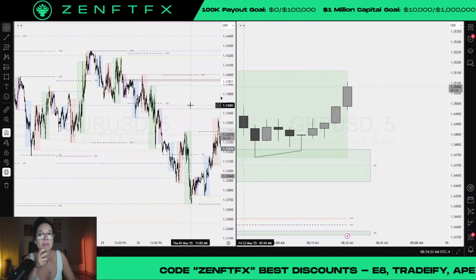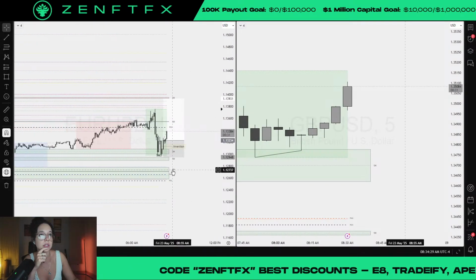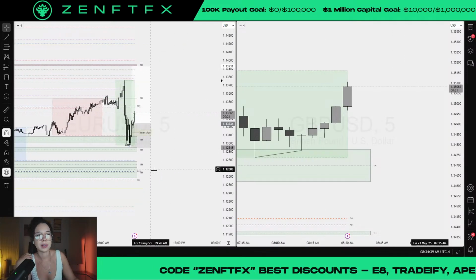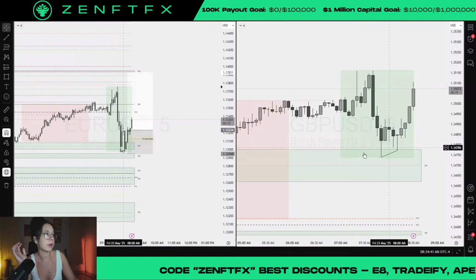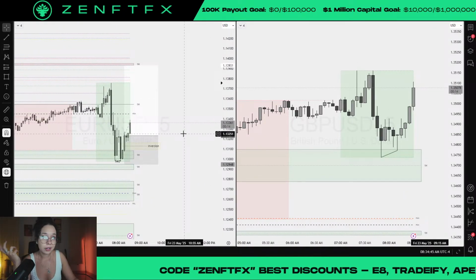So there's a lot of bullish momentum with Euro USD as well. Like you can see, we've just been going up pretty much since PM yesterday. Swept a bunch of liquidity at the start of the session, and now I think personally we're going to continue up. I could be wrong, but so far we're looking okay.